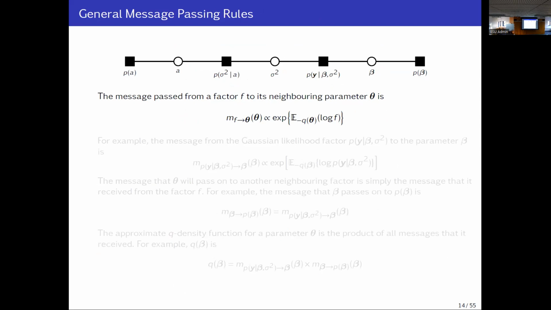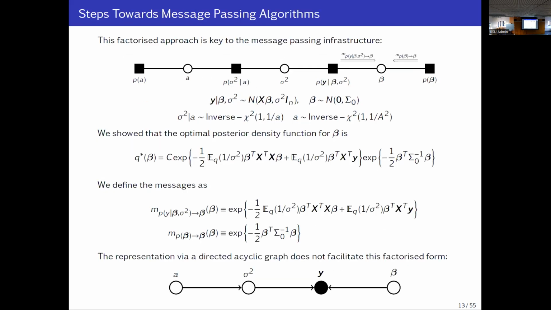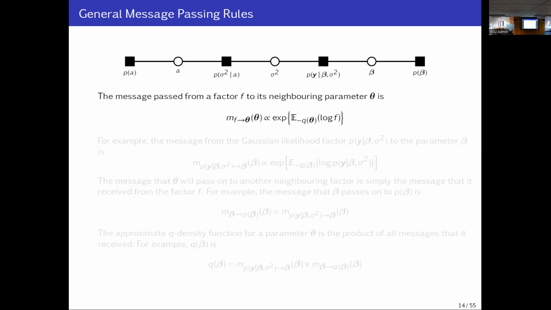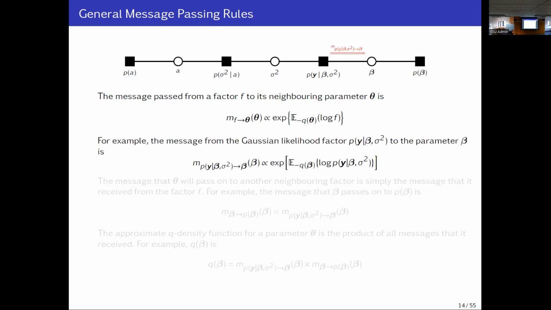Okay, so we define these messages over here. So let's form a way of defining and updating these messages. If you have a factor f, and it's going to send a message to one of its neighboring parameters theta, the message will be derived in this form here. More specifically, if we want to look at the message from the likelihood factor to its neighboring parameter beta, it will have this form here. Does that look familiar to anyone? The form of it, at least.